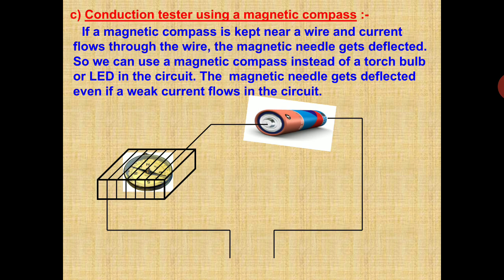Third, a conduction tester can also be made with a magnetic compass. If a magnetic compass is kept near the wire and current flows through the wire, the magnetic needle gets deflected. So we can use a magnetic compass instead of a torch bulb or LED in the circuit. The magnetic needle gets deflected even if a weak current flows in the circuit. This happens because of the magnetic effect of electricity.